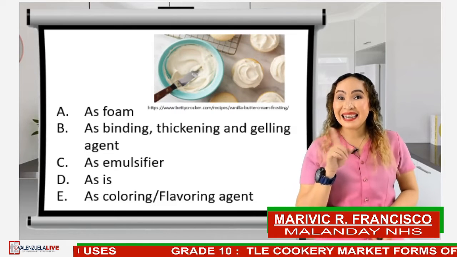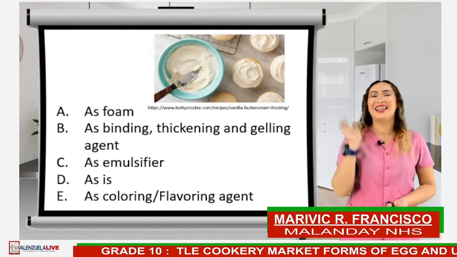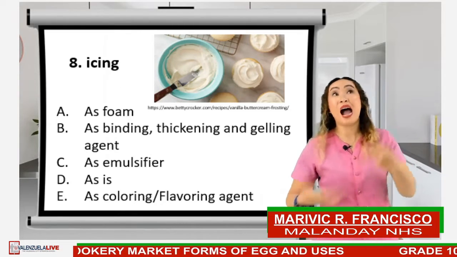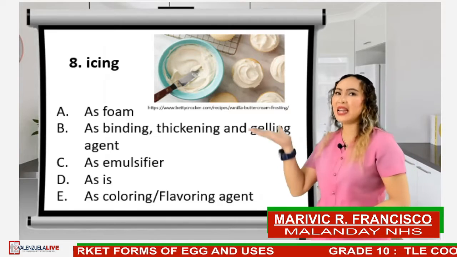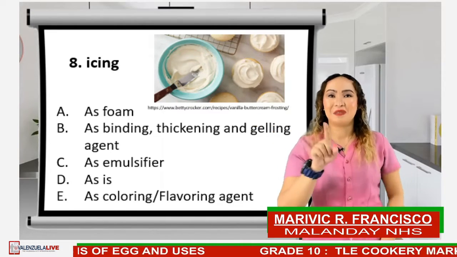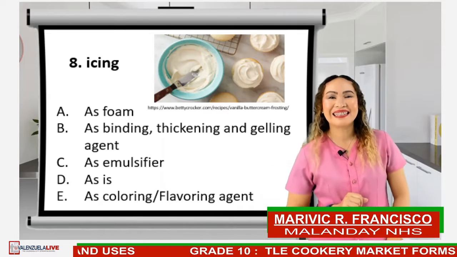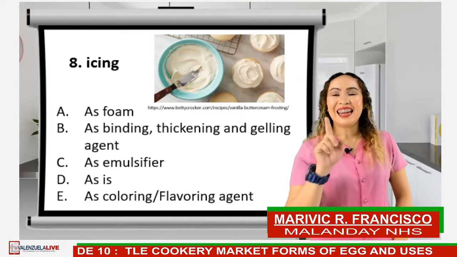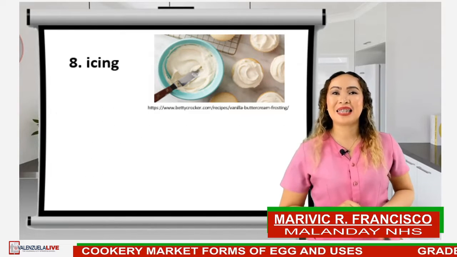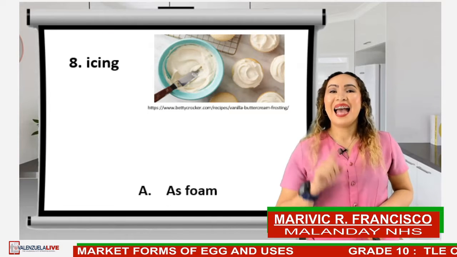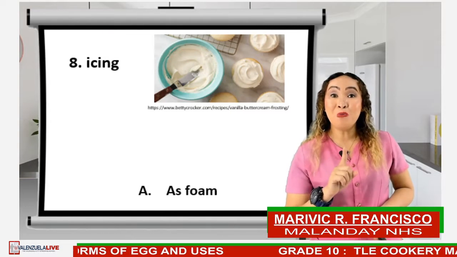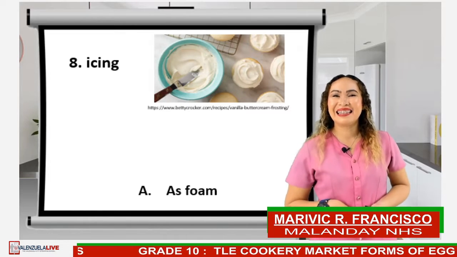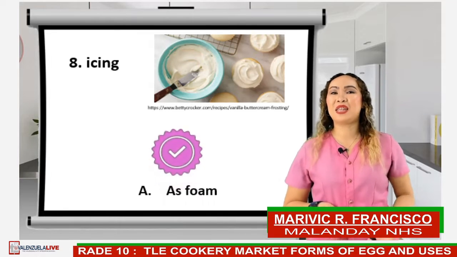Yes, very sweet. Icing. Alright. How egg is used in making an icing? And write your answer. If your answer is A as foam, then you are correct. Very good. We have the next recipe.